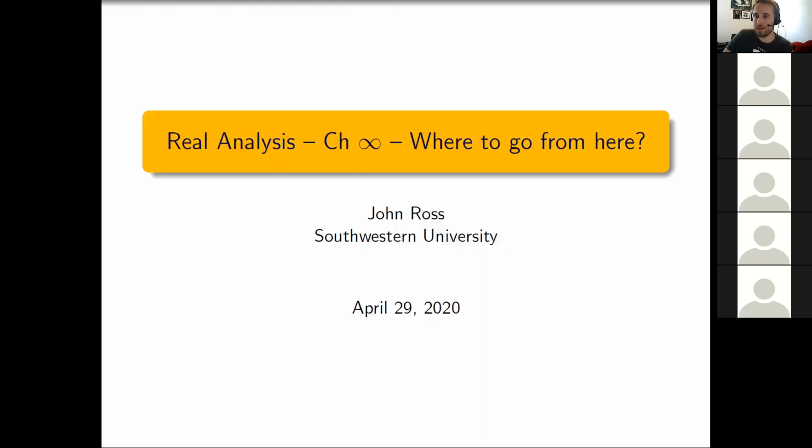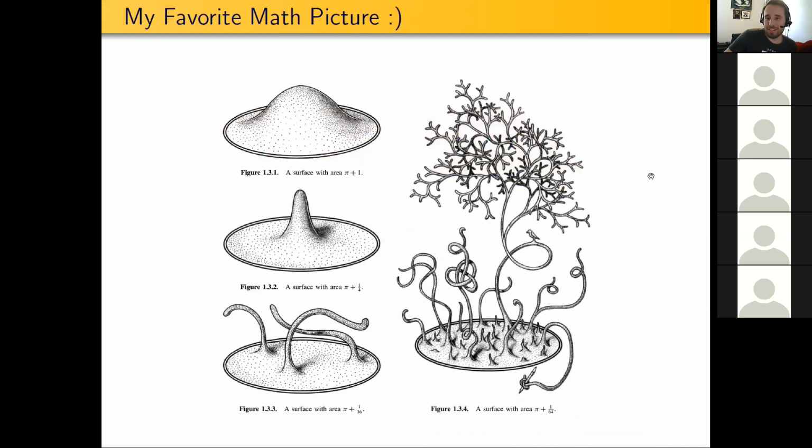Let's get into it. Again, today it's sort of a more informal class, just talking about where we can go with the real analysis theory that we've built up, what we might want to study going forward in future math classes, or just because we're interested in general. We're going to be building to this picture.